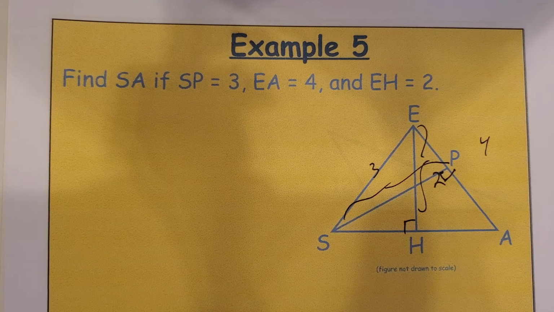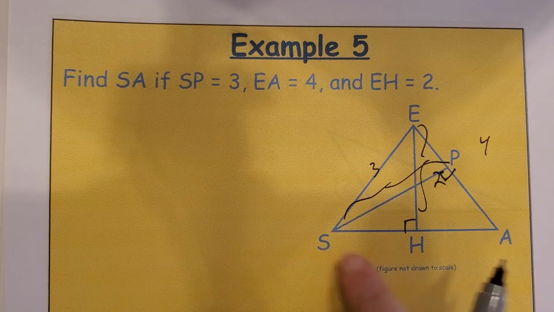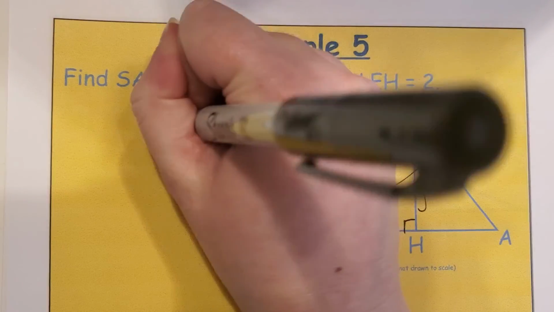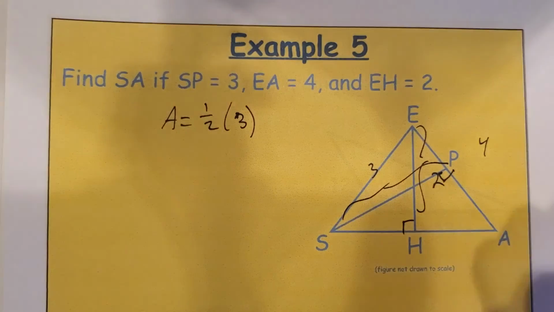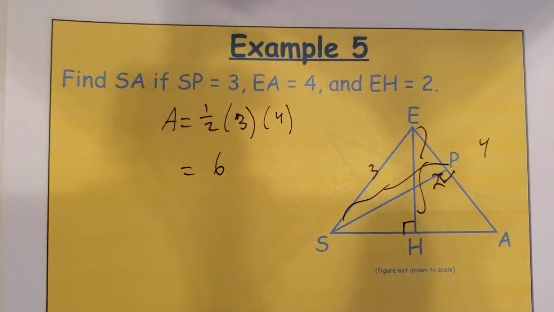Specifically, SP and EA. SP is perpendicular to EA, which means they are a respective base and height. So the area is 1/2 times SP, which is 3, times EA, which is 4. So the area of the whole triangle is 6.